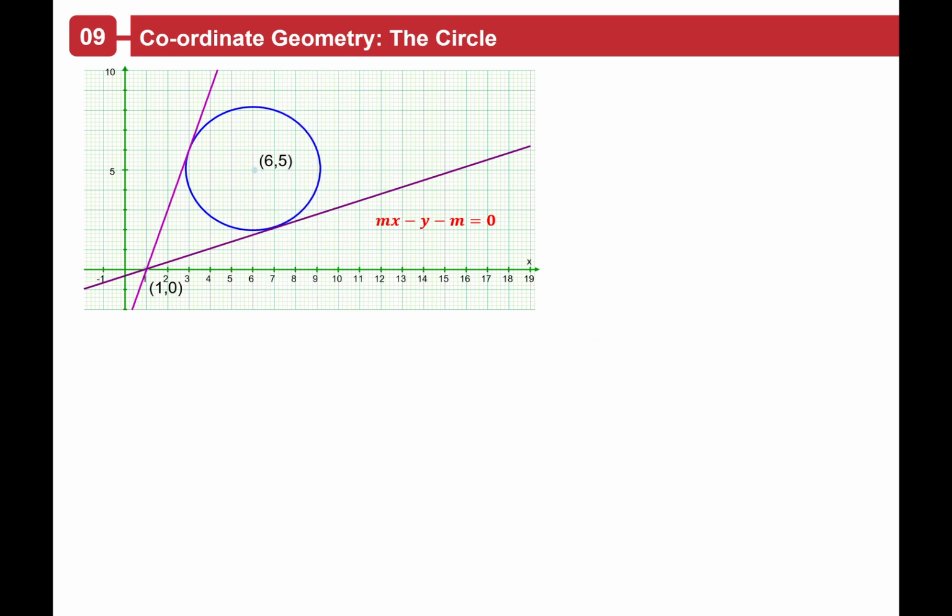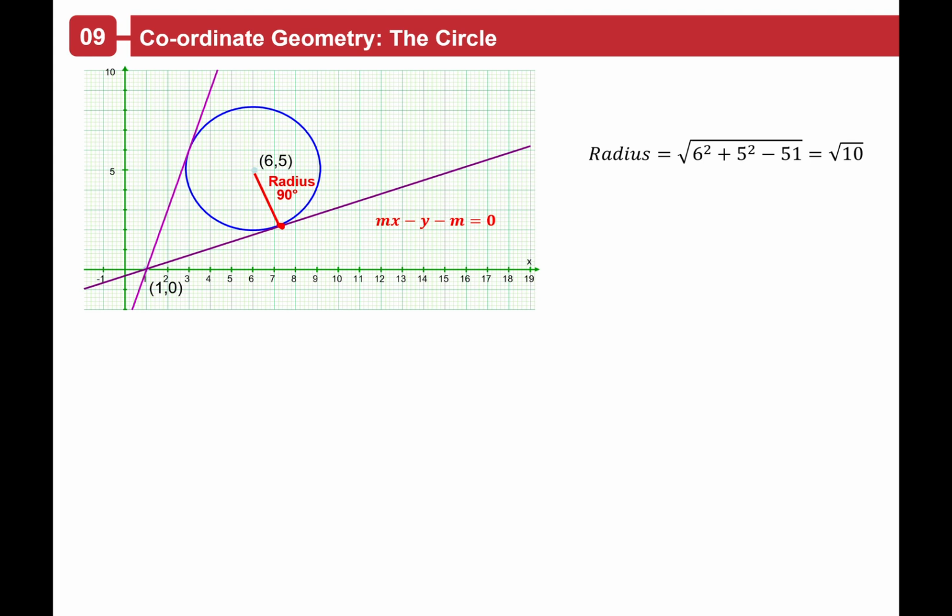Okay, so how will we find the slope? We know that our radius is perpendicular to the tangent. If I can find this point on the line, then I can find the slope of my radius and therefore the slope of the tangent. To use this, I will use my perpendicular distance formula.